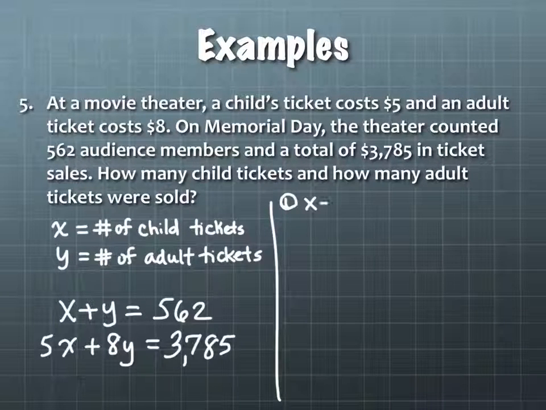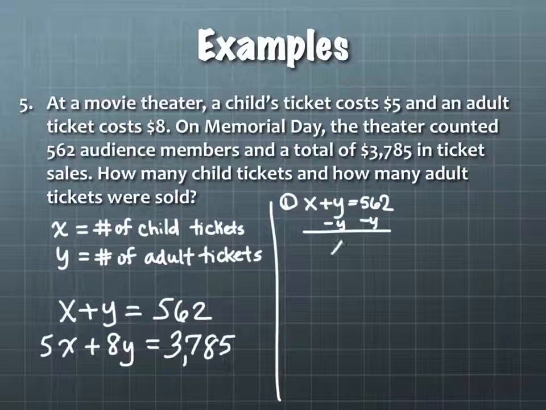So the first equation, which was x plus y equals 562, I'm going to take that equation and solve it either for x or y, and it doesn't really matter which one, so we're just going to do x. So I'm going to subtract my y to the other side. So this would be x equals 562 minus y. Everybody good with that? That's step one.